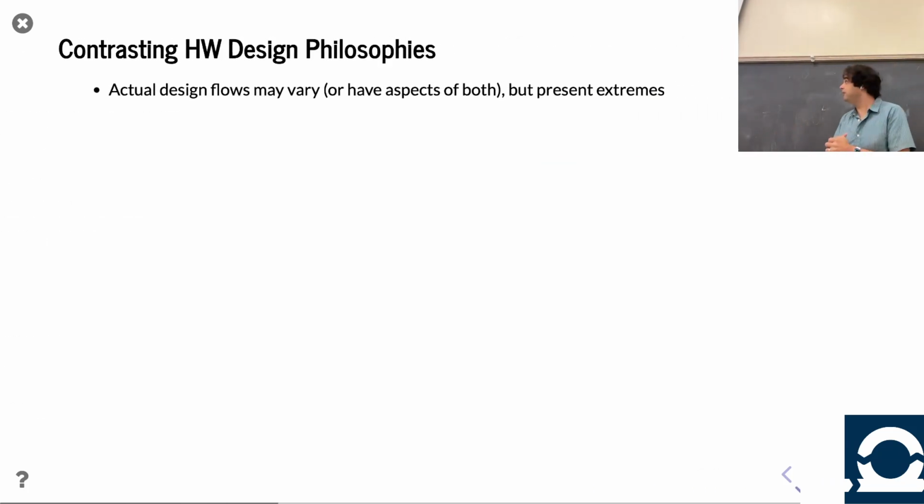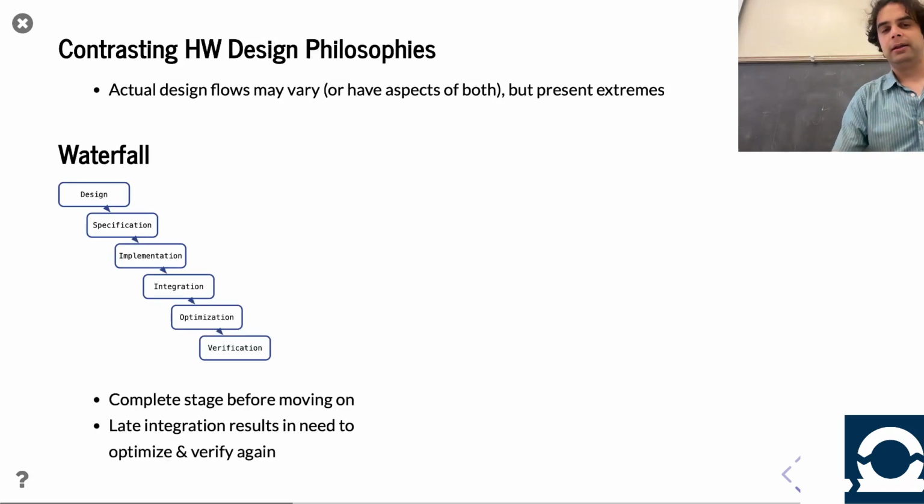So we saw this in the very first lecture, right? We talked about two different hardware design philosophies, and these are extremes. These aren't exactly what you would follow, but in the waterfall style, you do every step completely before moving on to the next step. So you have this complete end-to-end design in full detail. You think a lot about that. You do a lot of design reviews, then you specify things in more detail. You actually implement each piece in isolation. You integrate them, you optimize and verify it.